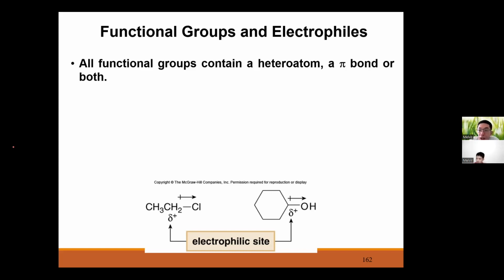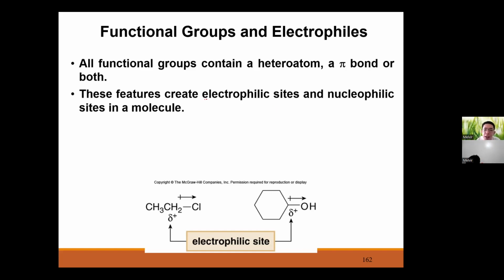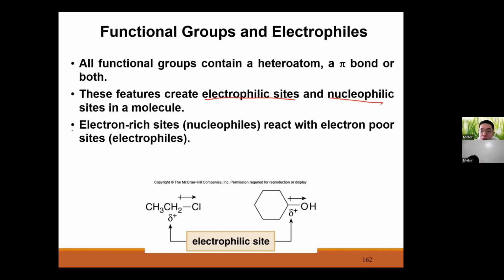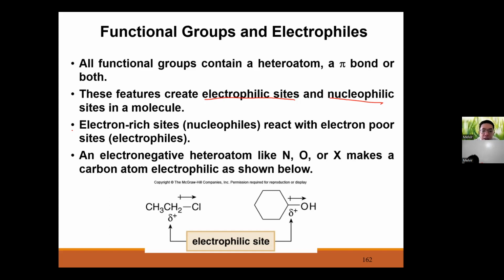Now, all functional groups contain a heteroatom, a pi bond, or both. So they can be sites for your organic reactions. These features create electrophilic sites and nucleophilic sites in a molecule. Josh, it's very important to understand that once you have a heteroatom or a multiple bond containing a pi bond, or both, it's a site of organic reaction. Electron-rich sites, which are nucleophiles, react with electron-poor sites, which are electrophiles, which we did previously with the Lewis acid, Bronsted-Lowry base, and Lewis definitions. We also do curved arrow notation.